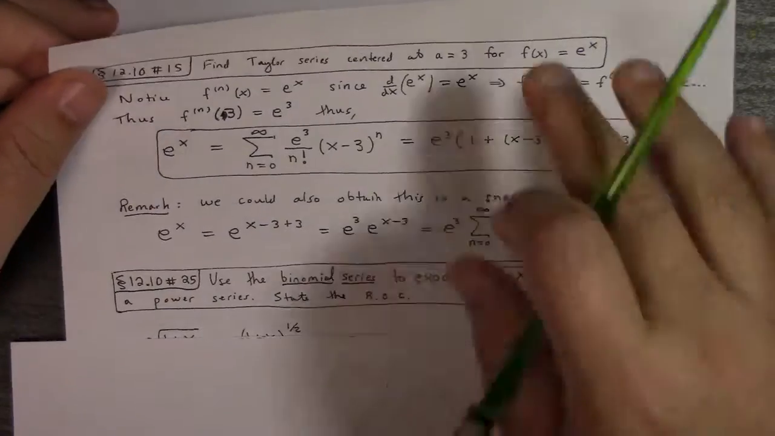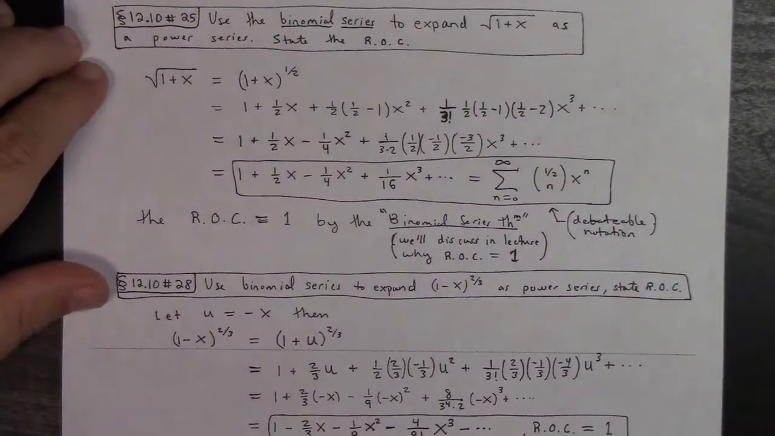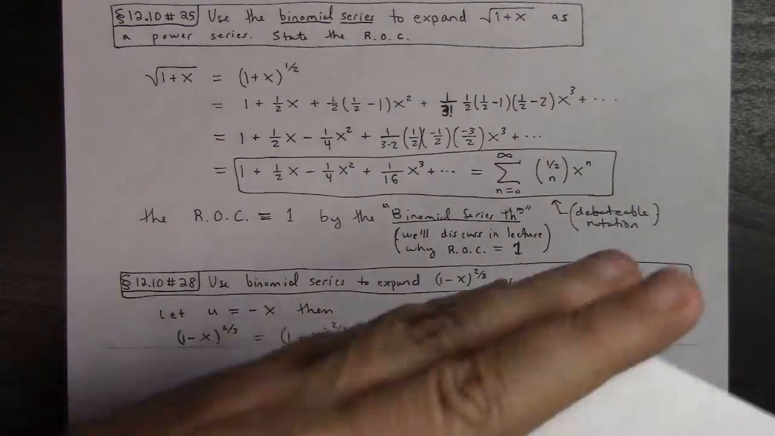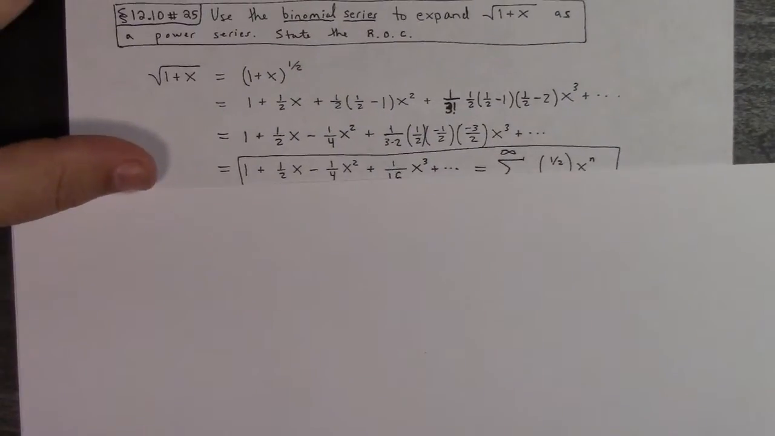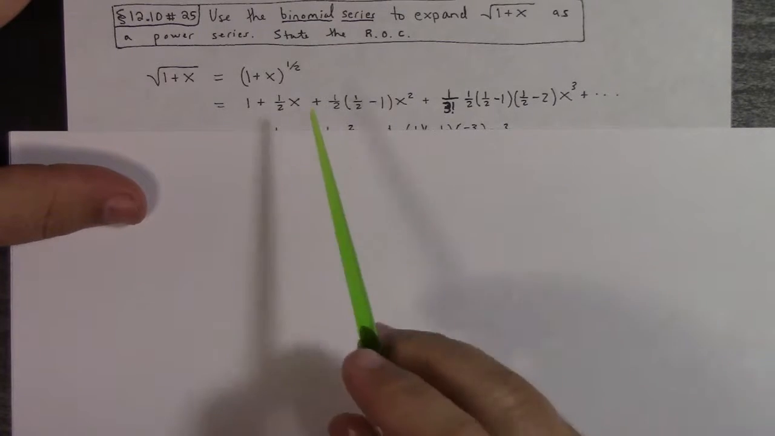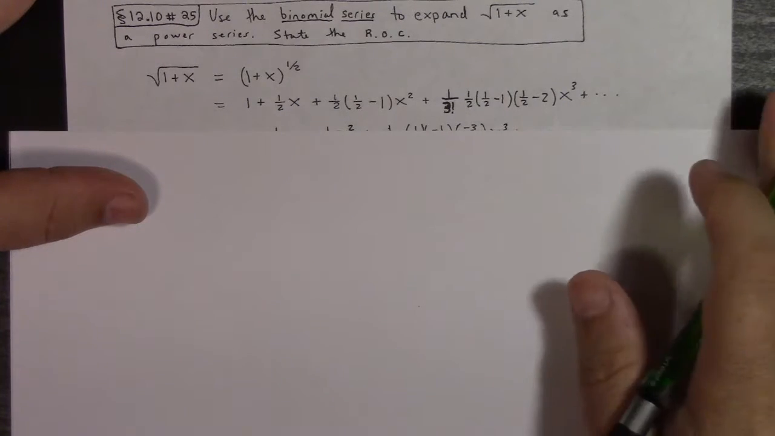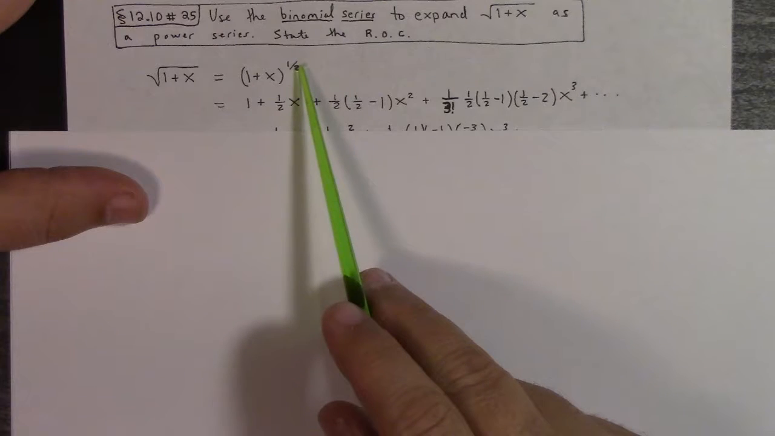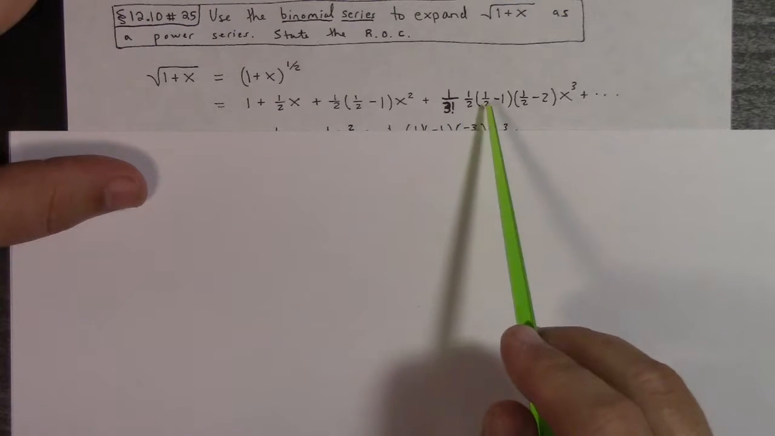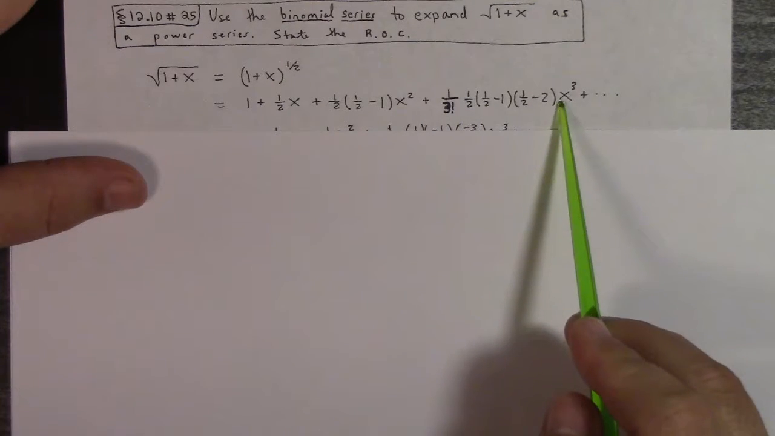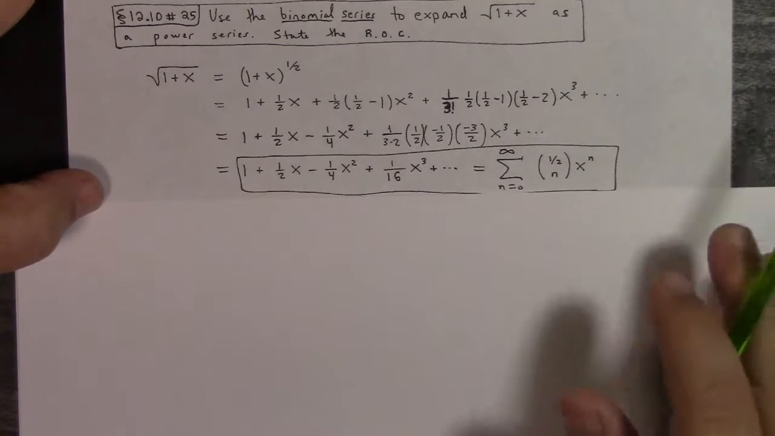Next up, we'll use the binomial series to expand the square root of 1 plus x as a power series, and we're supposed to state the radius of convergence while we're at it, so let's get to it. So this is 1 plus x to the 1/2 power, which by the binomial series gives me that. Again, the binomial series is 1 plus kx plus 1/2 k times k minus 1 x squared plus 1 over 3 factorial k times k minus 1 times k minus 2 times the quantity cubed, and so forth, which in this case the quantity is x, so it's just that. And there you have it.